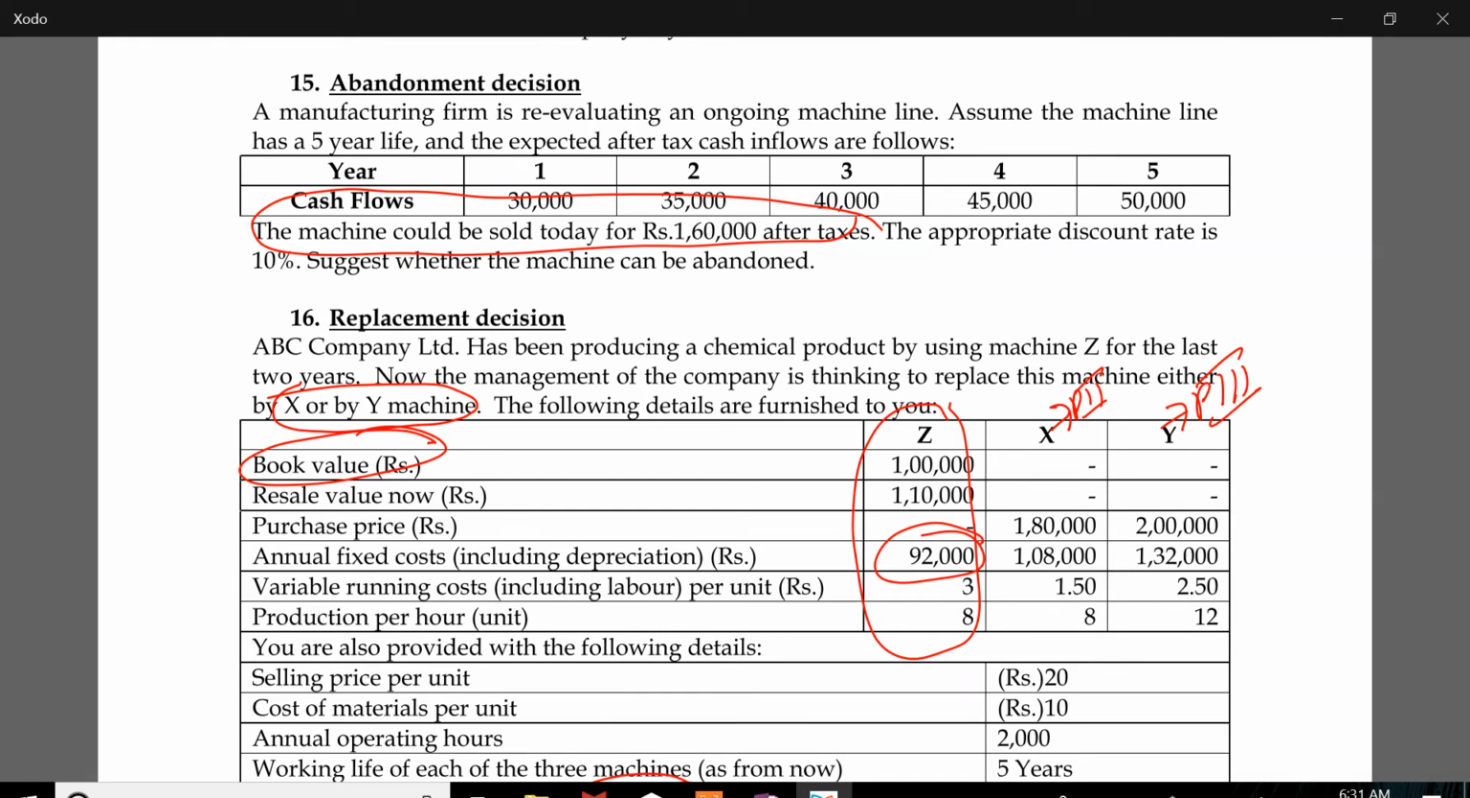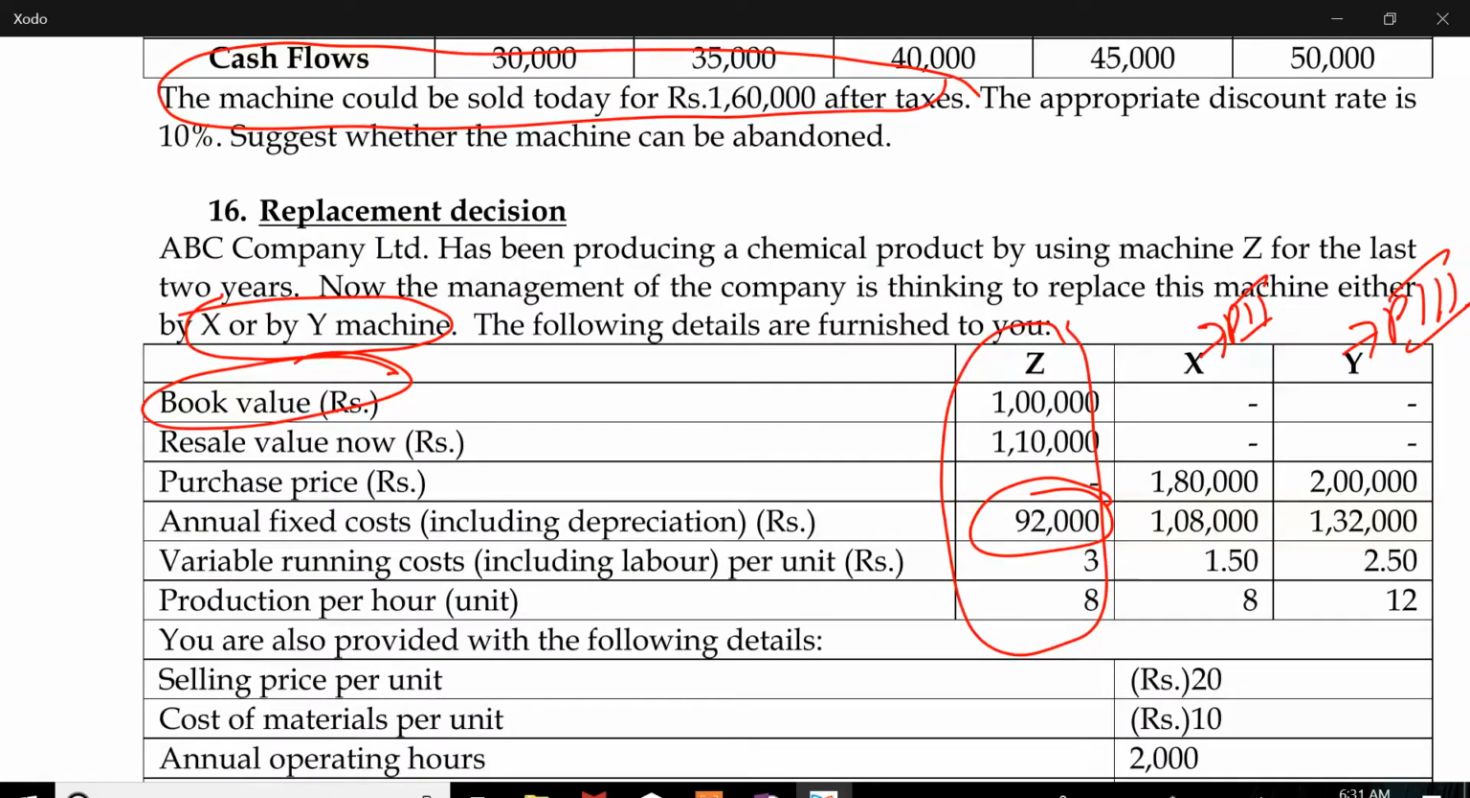Now write question number 16. Point number 1. The company is planning for a replacement of machine Z, and it has two options: machine X and machine Y.